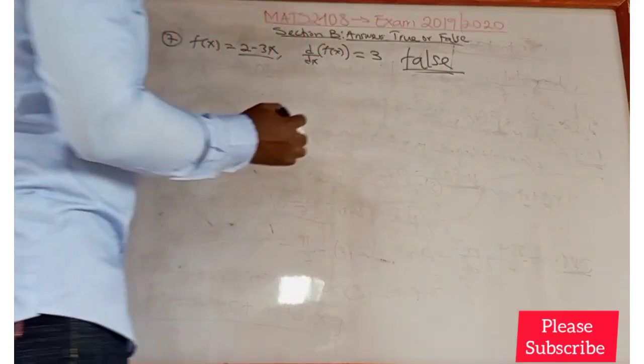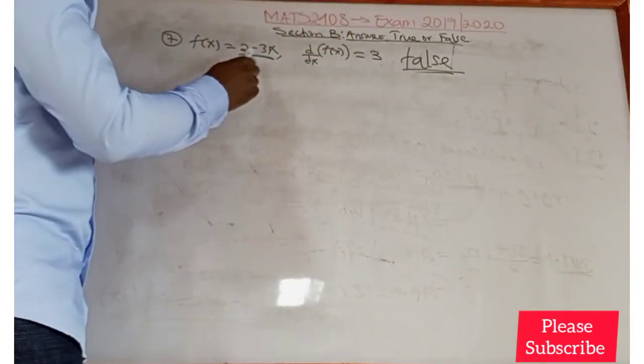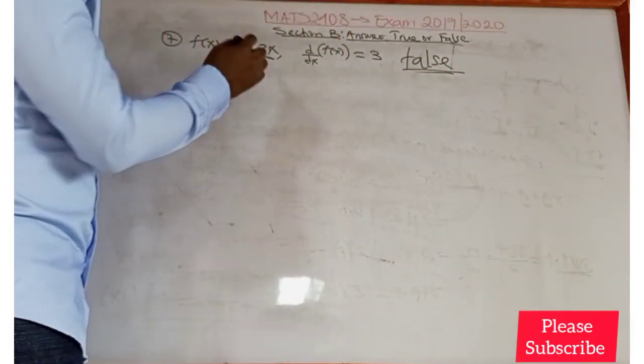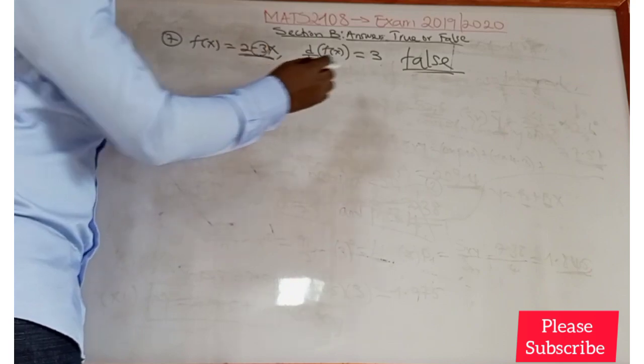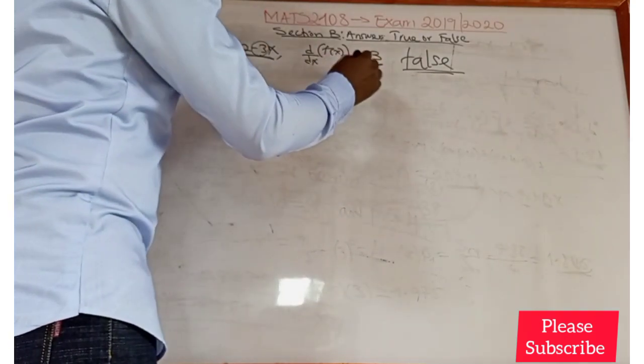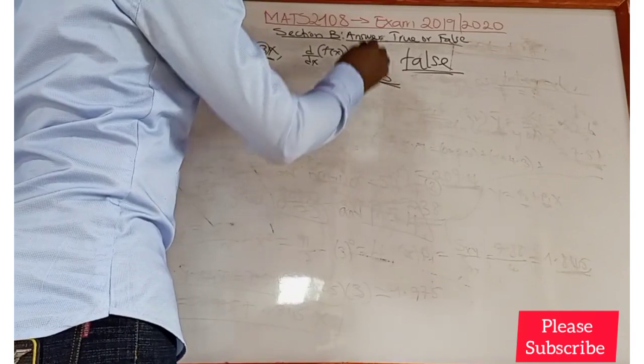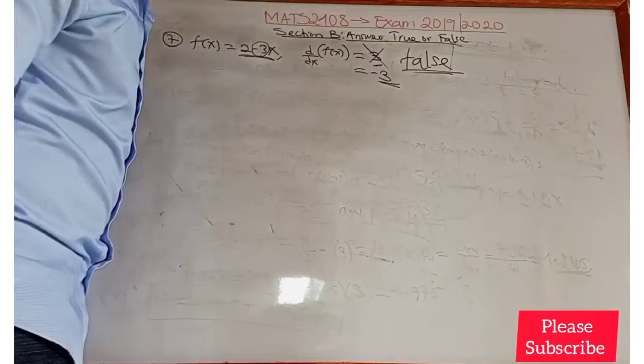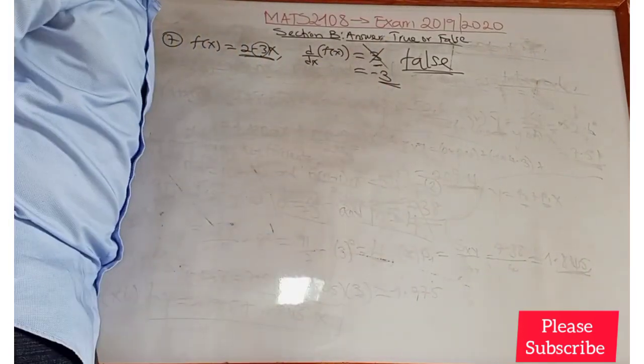It is false because the derivative of this function is negative 3. It's negative 3 and not 3. So this is supposed to be negative 3. This one is wrong. So the statement is false.